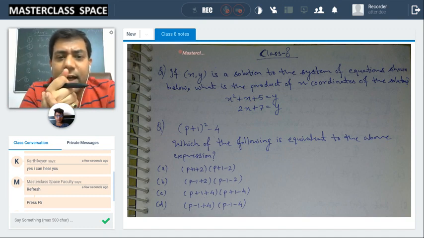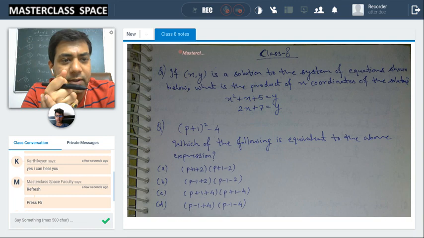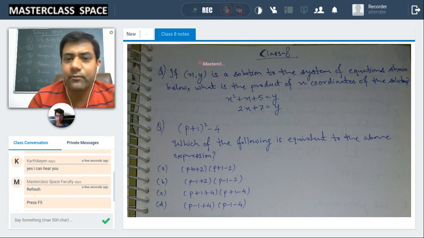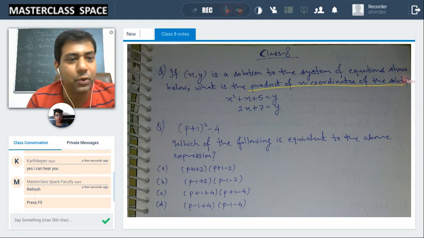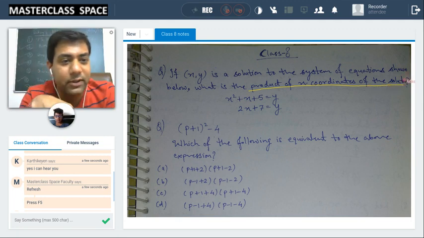If (x, y) is a solution to the system of equations shown below, what is the product of the x coordinates of the solution? Come on, fast. You want me to do it? Yeah. If you can do it orally, that's best. If you're given a maths examination, you can do it orally also.